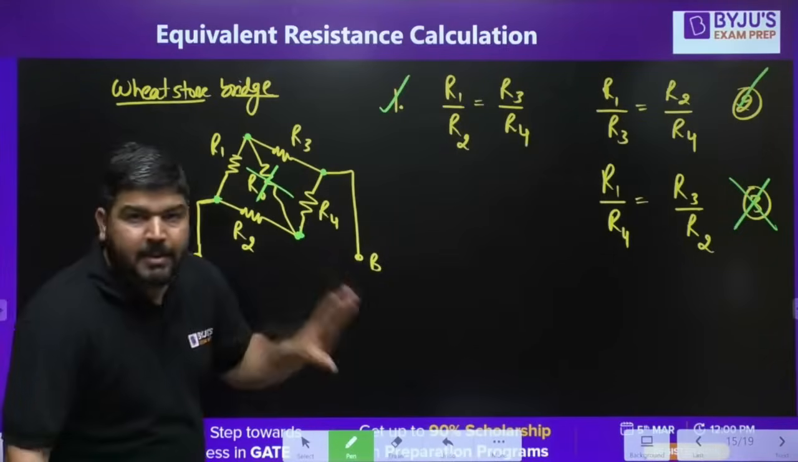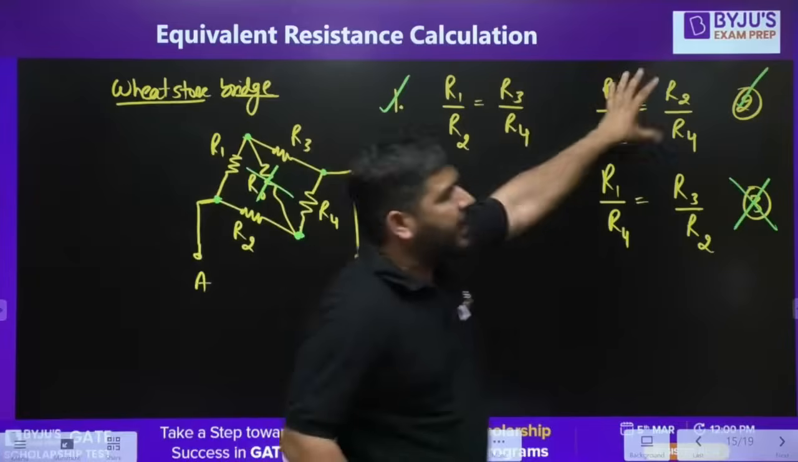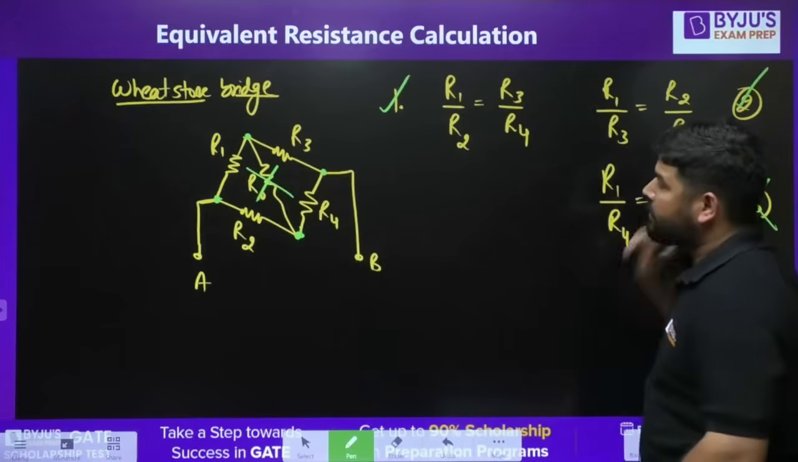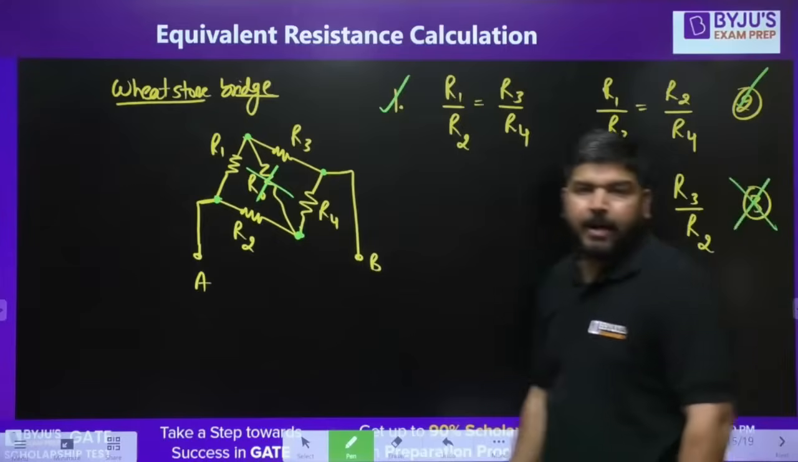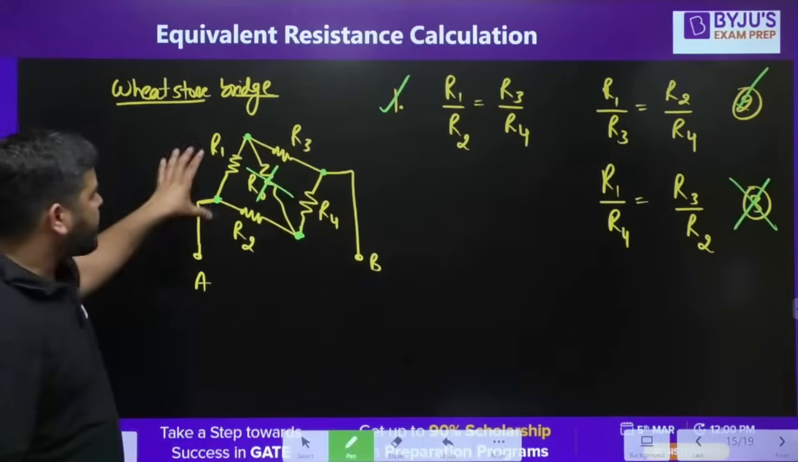But for the time being, just remember, if either of these conditions is satisfied, then you can remove the middle resistance. You can remove the bridge resistance, and you can calculate the equivalent resistance easily.